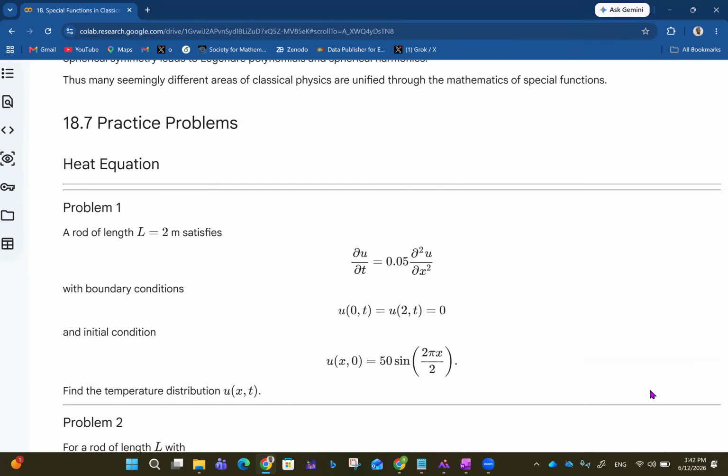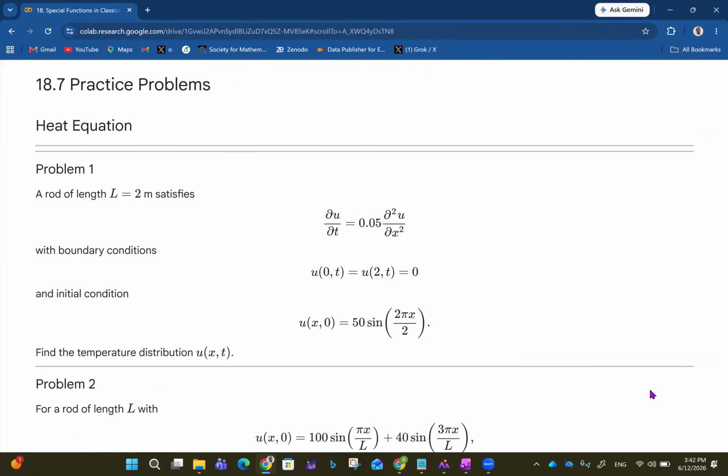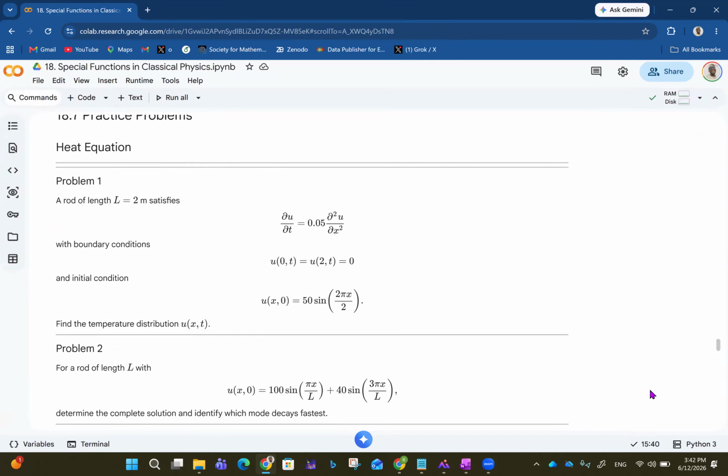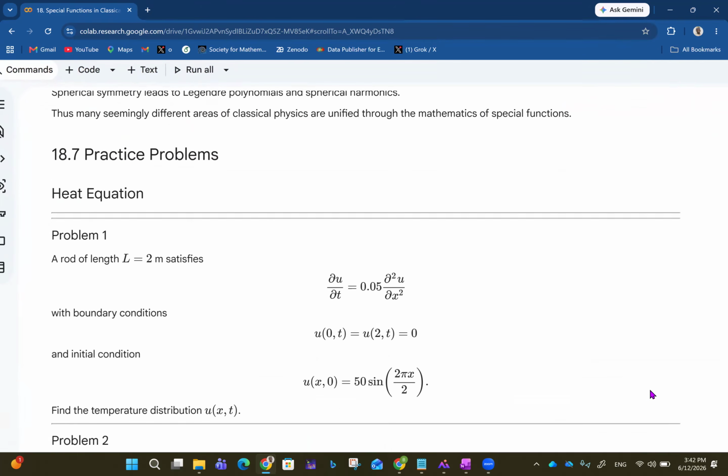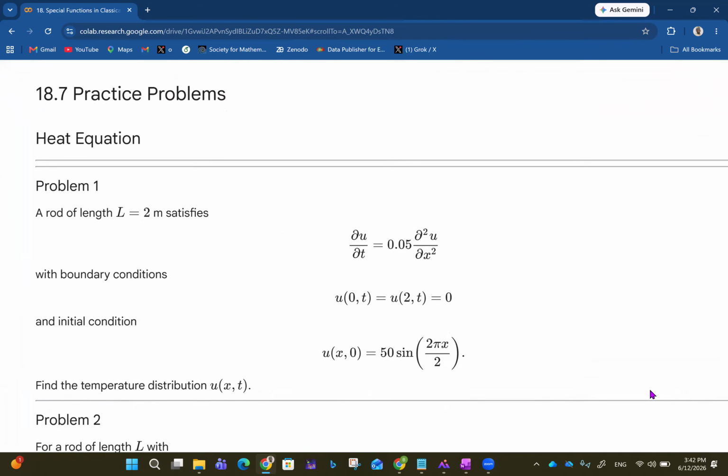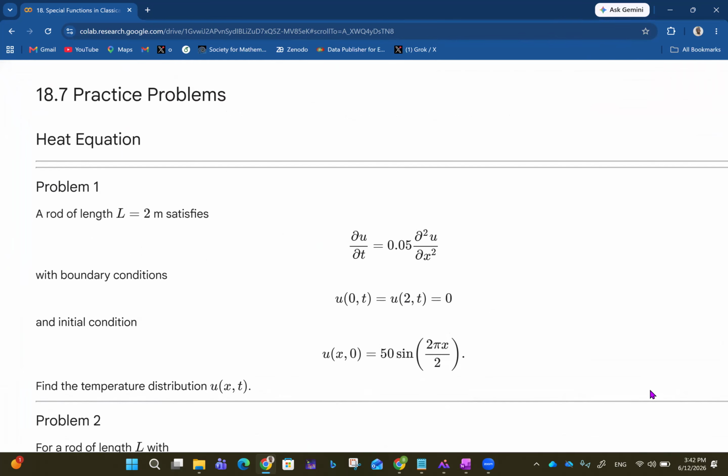So we come to our practice problems. As usual, we have 20 of them. Here you can see, let me see if I can fit in two at once. Okay, I think we can only see one for now. So you have a rod of length L equals 2 meters satisfying all of that. Let me just keep it moving.